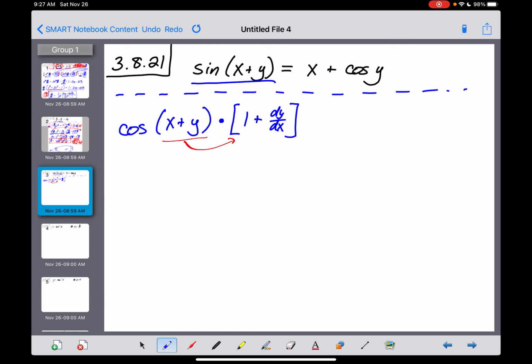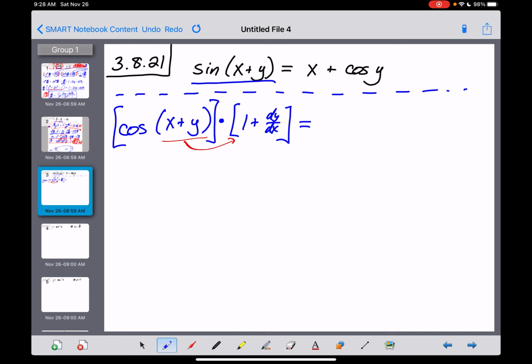It's important that everybody understands that the cosine of x plus y is one big factor right here that gets multiplied by this. Without those brackets I just drew, it might have looked like maybe you were supposed to multiply these things together first, and that would be incorrect. We have to take the cosine of the x plus y, here we go. So that was a 1 plus a dy dx. Okay, and remember that that cosine of x plus y happens first. Okay, that's your left side.